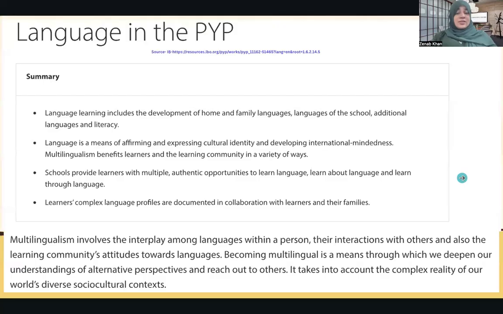Moving on, we'll try to understand what the IB says about this. IB also tells us that language is central to all learning in the PYP. It shapes identity, supports inquiry, and enables learners to become confident communicators in more than one language. By valuing home languages, fostering multilingualism, and integrating literacy across subjects, the PYP promotes international mindedness and meaningful connections.